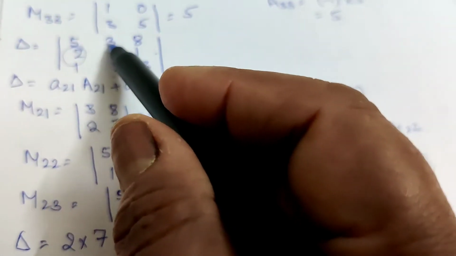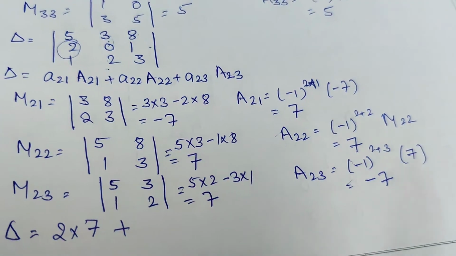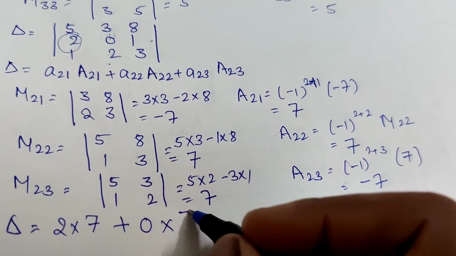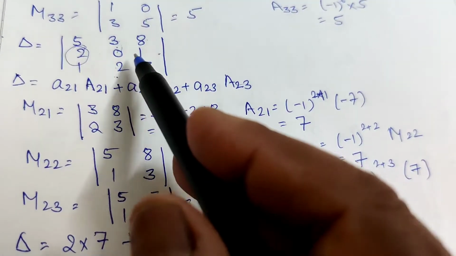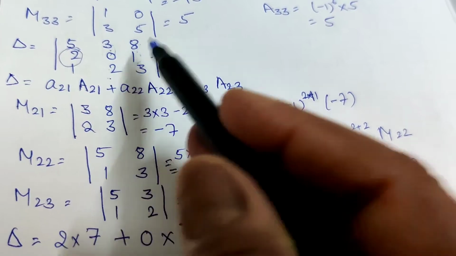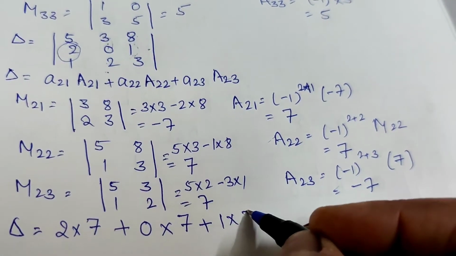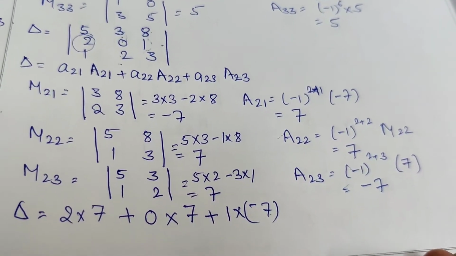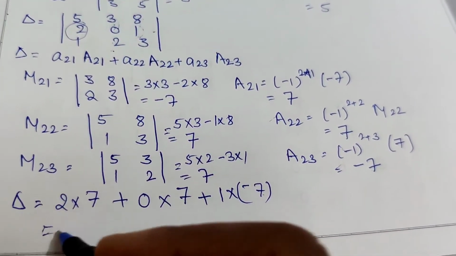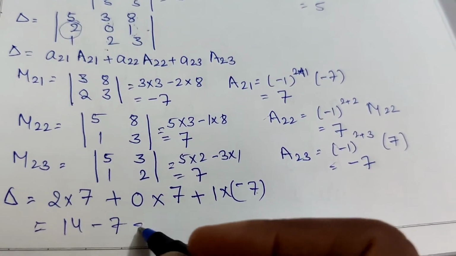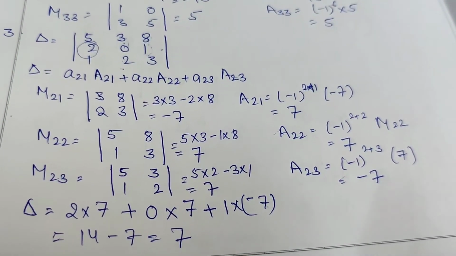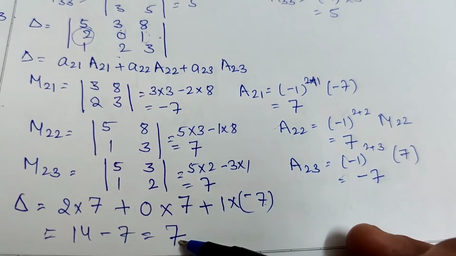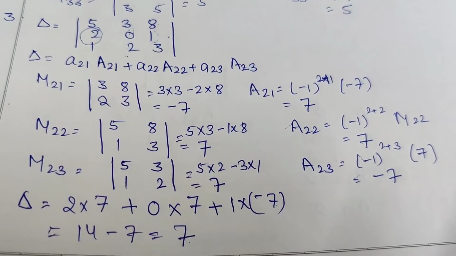Plus A22, the second term is 0. A22 is 0, into A22 which is 7. Plus A23, A23 means it is 1. 1 into 7, 1 into minus 7. Okay. 14 minus 7. The value is equal to 7. The value of this determinant using the second row is 7. Now question number 4.